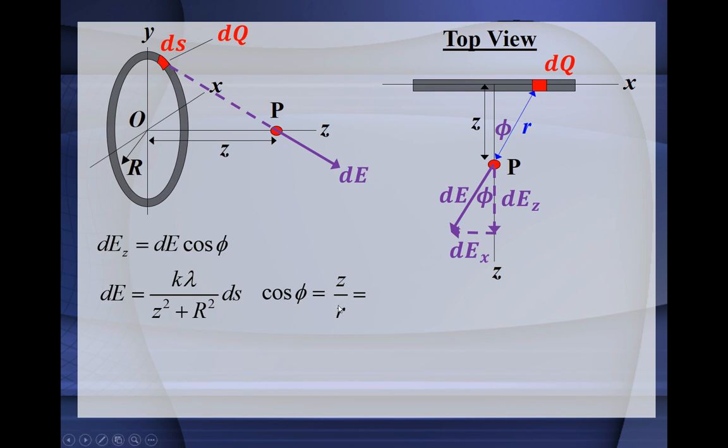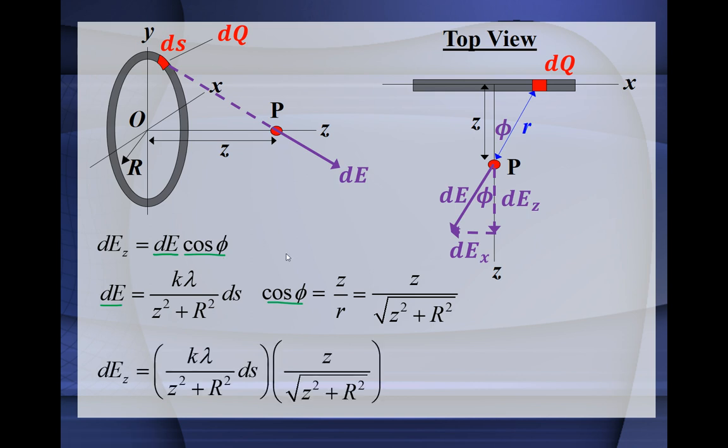Now remember, in a previous slide, we have an equation for what little r is. Little r is equal to the square root of z squared plus capital R squared. Now we're just going to take these two and sub them into the equation up here. So dE goes in place of here, and cosine of phi goes in the position there. What that gives me is that the z component of the electric field due to that differential charge element is equal to k times lambda over z squared plus capital R squared times ds, and then multiplied by z divided by the square root of z squared plus R squared.